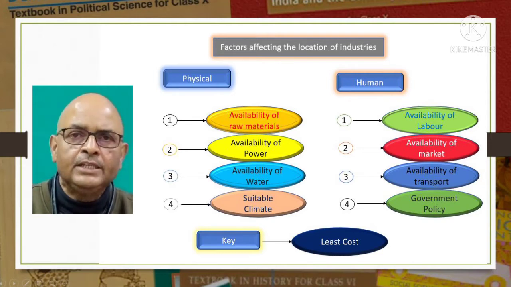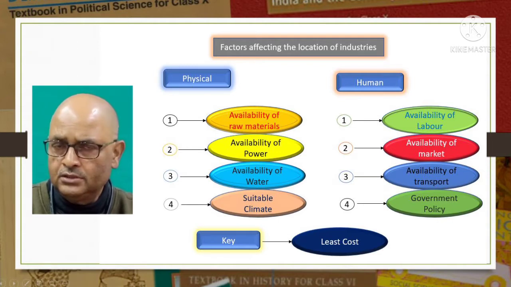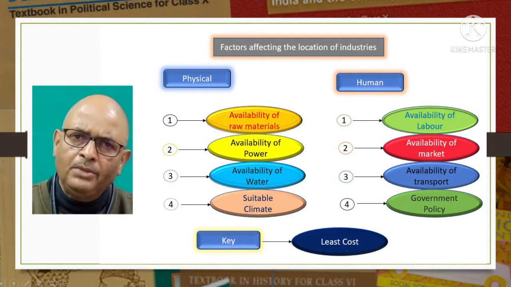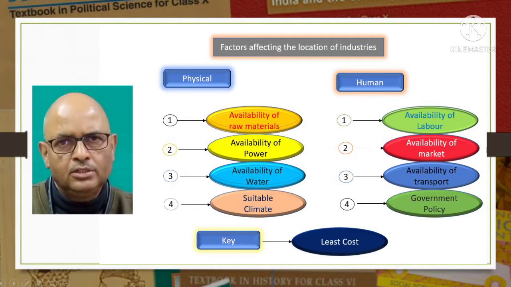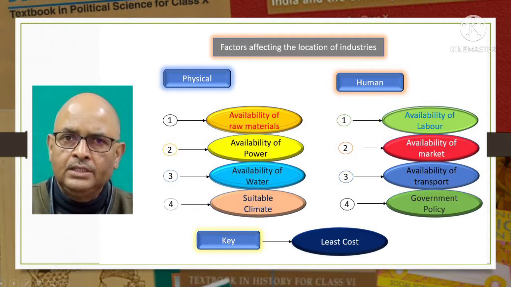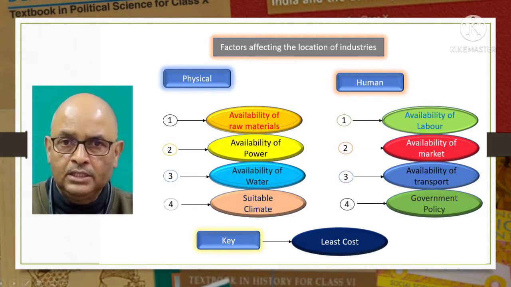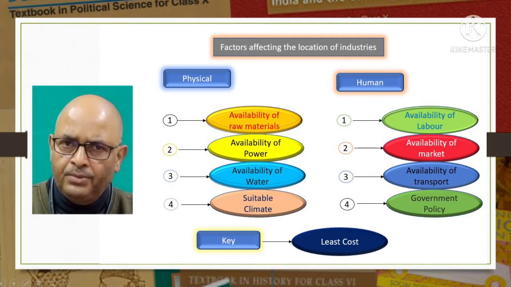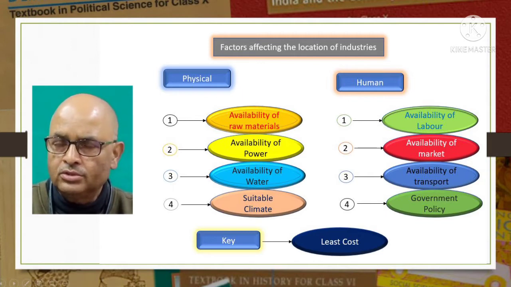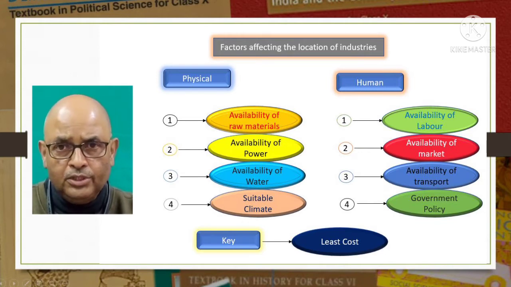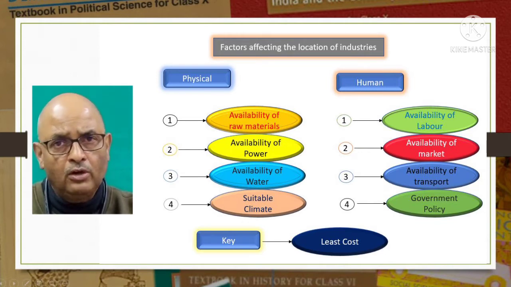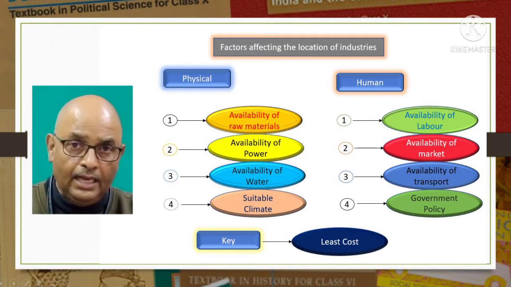In physical factors, first, availability of raw materials. Raw material is a very important factor in deciding the location of an industry. Industries that use heavy and bulky raw materials like coal and steel prefer location near sources of raw materials. This is because the transportation of such materials over long distances is difficult and expensive.